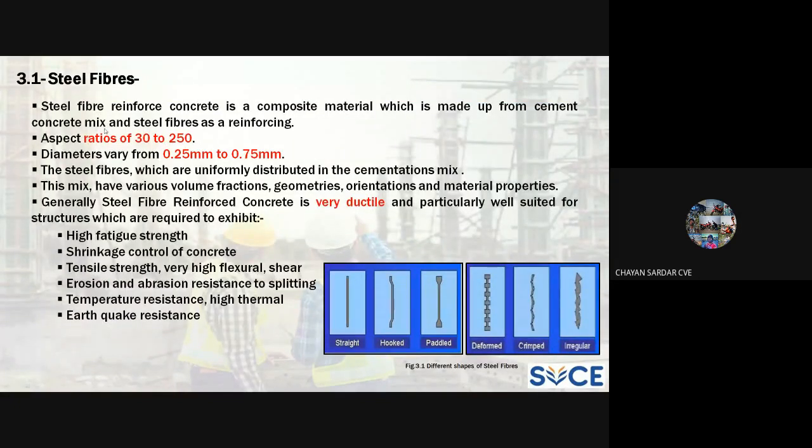Coming to steel fibers, the aspect ratios vary from 30 to 250, and diameter varies from 0.25 to 0.75 mm. They are very ductile and particularly suited for structures needing high fatigue strength, shrinkage control of concrete, tensile strength, very high flexural shear, erosion and abrasion resistance, resistance to splitting, and earthquake resistant structures. These are the different shapes of steel fibers available in the market: straight, hooked, paddled, deformed, clamped, irregular.